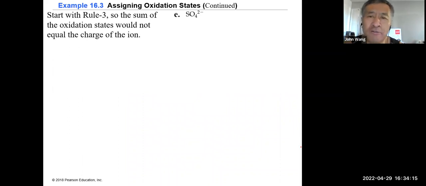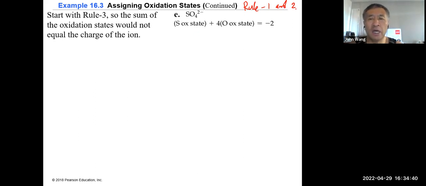So then the fifth question in this practice is SO4 2-. Again, we cannot get any answer using rule 1 or rule 2. The first two rules do not give any answer because they do not apply. It's not a free element, not a monatomic ion. Then we see we have one sulfur, so one time the S oxidation state plus 4, this 4 coming from the 4 here, equals -2, and the -2 comes from this -2.